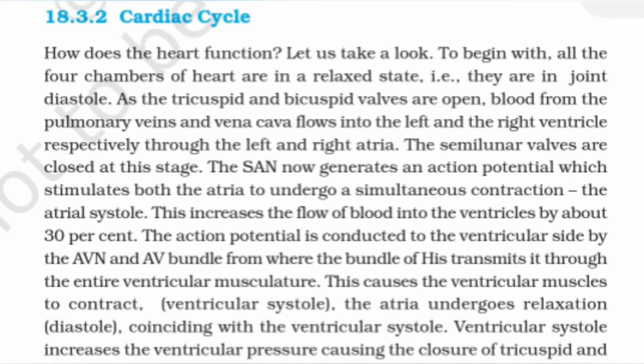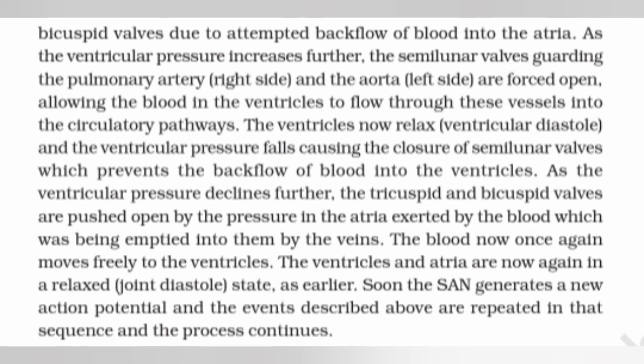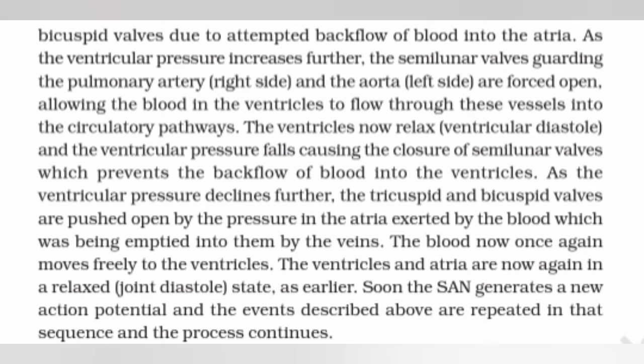Ventricular systole increases the ventricular pressure, causing the closure of the tricuspid and the bicuspid valves due to attempted backflow of the blood into the atria. As the ventricular pressure increases further, the semilunar valves guarding the pulmonary artery, right side, and the aorta, left side, are forced open, allowing the blood from the ventricles to flow through these vessels into the circulatory pathways. The ventricles now relax, that is ventricular diastole, and the ventricular pressure falls, causing the closure of the valves, which prevents the backflow of the blood again into the ventricles.